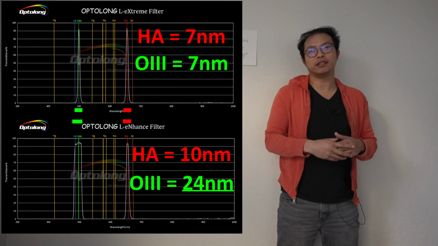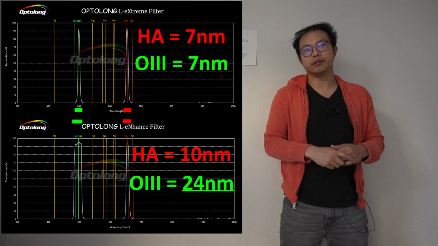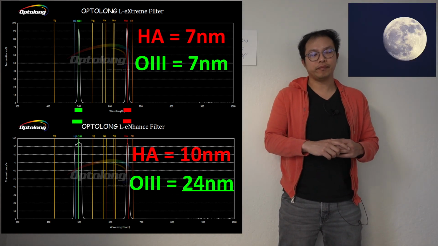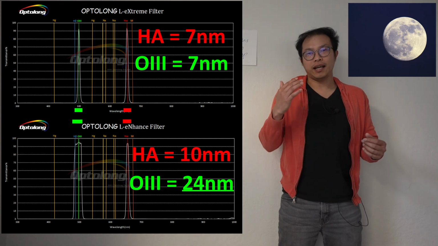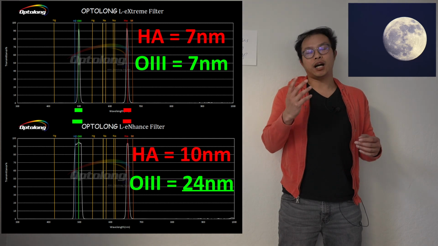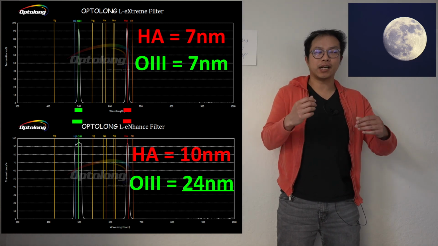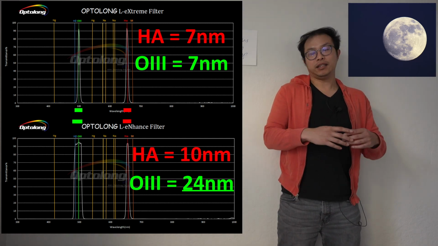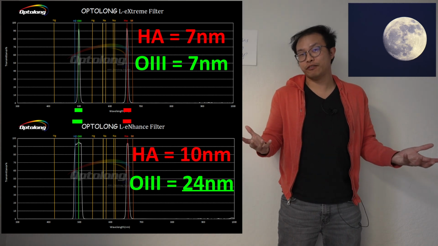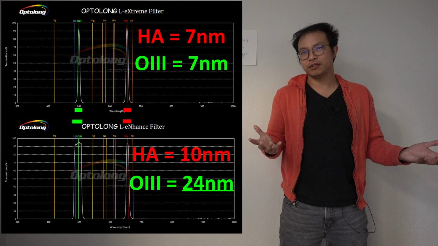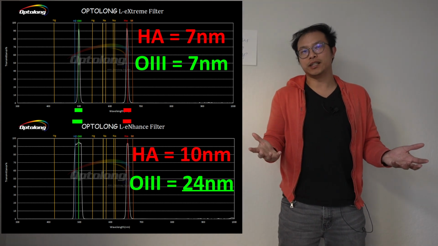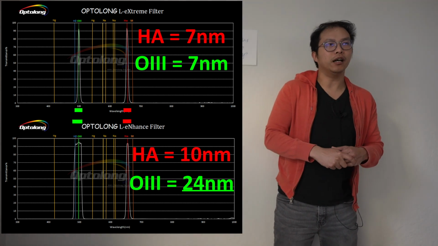difference, especially if you want to image under the full moon, because the full moon is going to have a lot of that blue light, and guess what? The Optolong L-eXtreme is able to cut off a lot of blue light. It doesn't mean you're immune from the moon, it'll just help you better to image if you really need to image under the full moon.